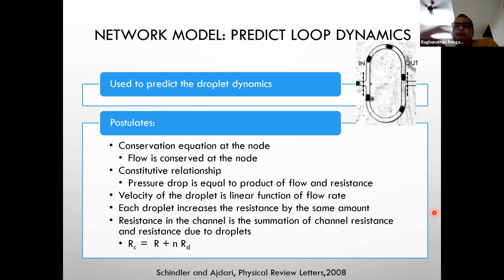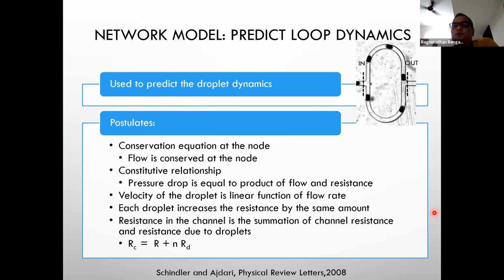And then you use a very electrical engineering principle, which is V equal to IR. In these fluidic systems, equivalent to V, you can have delta P. And then you have Q, which is the flow rate, like your I. And then you define a resistance, which is basically the resistance of the channel. And you add a linear additive resistance for every drop that gets into a portion of the channel. And then you write this constitutive relationship, which is delta P equal to QR.